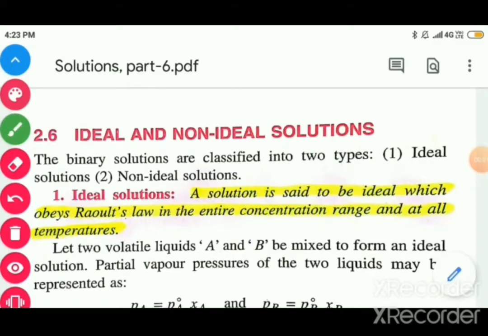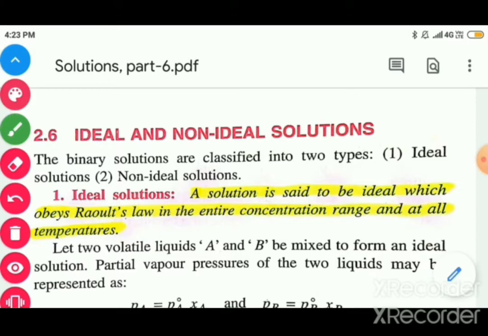Hello students, in part 6 video lecture of chapter Solutions, you will study ideal and non-ideal solutions, and the types of non-ideal solution, that is, solution showing positive deviation and solution showing negative deviation.